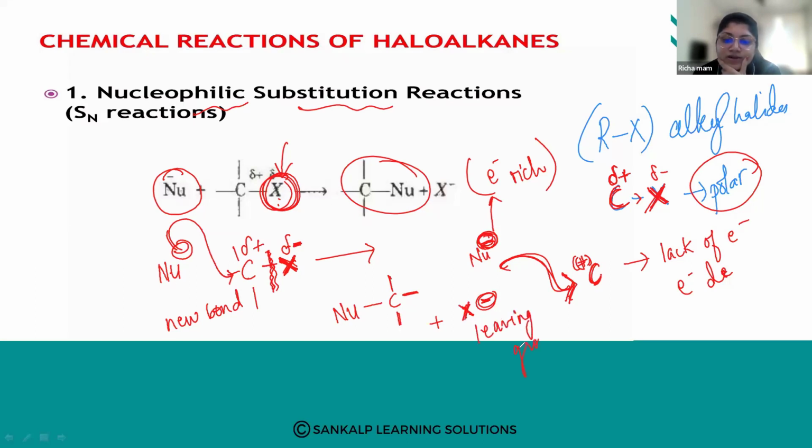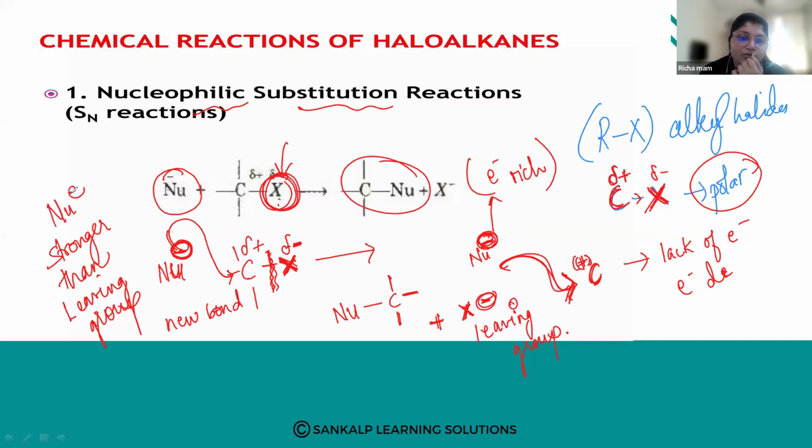Okay, so this is called a leaving group. The halide will move as a leaving group, and this leaving group will take its pair of electrons along with it. Whatever the incoming nucleophile is, it should be stronger than the leaving group. The nucleophile should be stronger than the leaving group. This is the condition for the nucleophilic reaction.